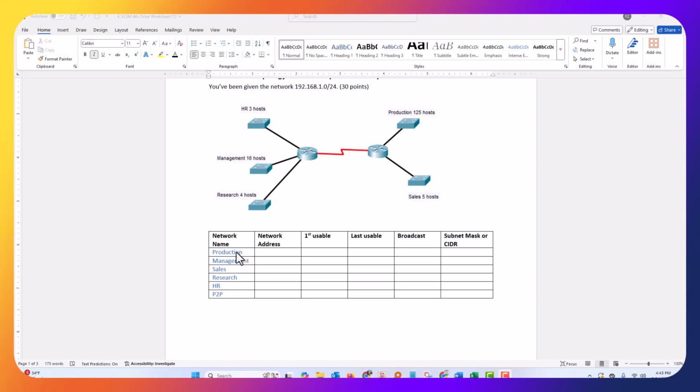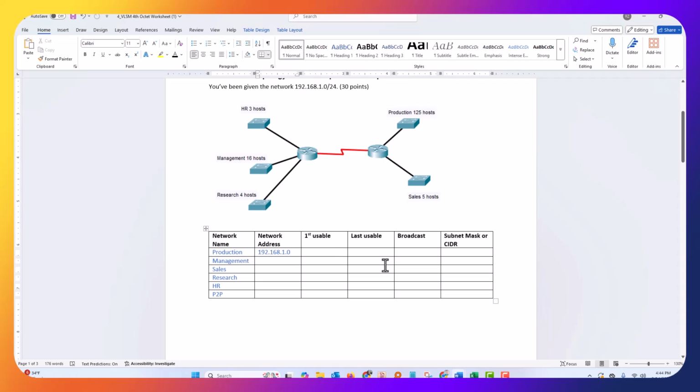So we're going to start here with this production network, and we have to find out what that network is. And this is the network ID, the 192.168.1. Whoops, I didn't mean to type it there. 192.168.1. And so we'll start with, of course, the 0 for the first network address.